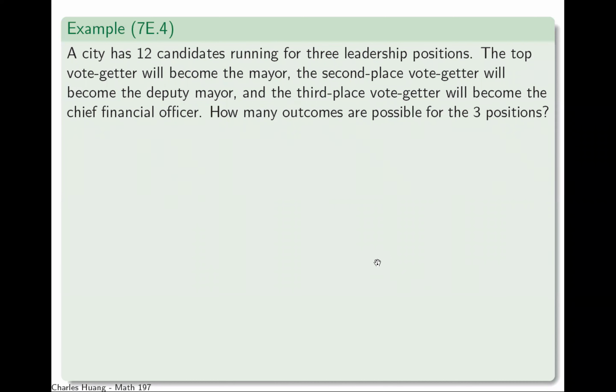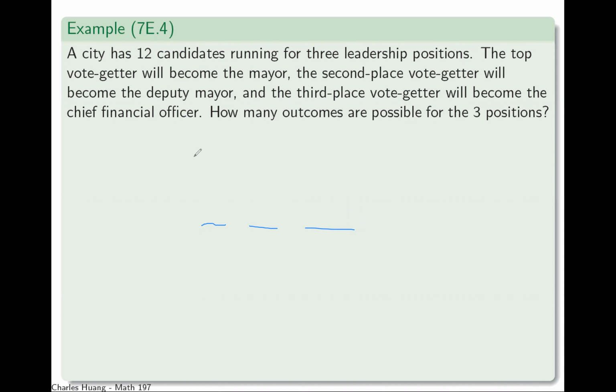Suppose we have 12 candidates and we have 3 different positions. The 3 positions are different. We're not numbering them first, second, or third, but the 3 positions are different. We have a mayor, we have a deputy mayor, and we have a chief financial officer. In these cases, the 3 positions are different. It's like having a gold medal, silver medal, bronze medal, first, second, third.